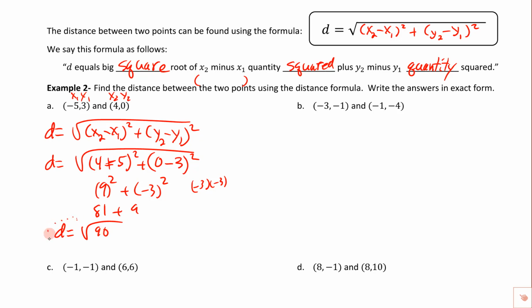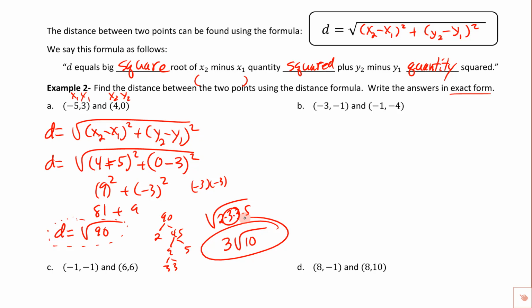Now, this is really close to the correct answer, but we're not quite there. Remember, we want to write this in exact form. So let's break this down. 90 would be a 2 times a 45, which would be a 9 times a 5, which would be a 3 times a 3. So the square root of 90, let me write this out, 2 times 3 times 3 times 5. So pair of 3's, so 3 on the outside and a 2 and a 5 stuck on the inside because there's nothing to pair it up with, and we'd have 3 radical 10. Okay, so there's the answer. If you wanted to get a decimal approximation for that, that would be fine, but I do want you to have that in exact form, so make sure you practice that.